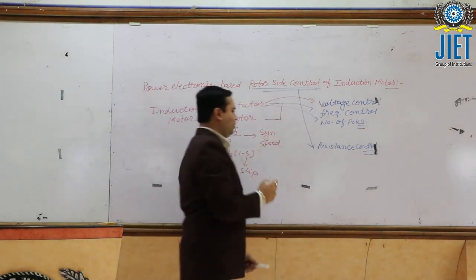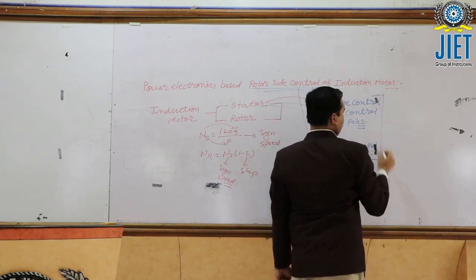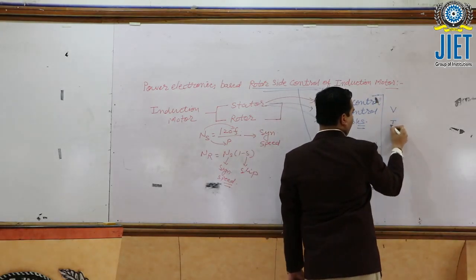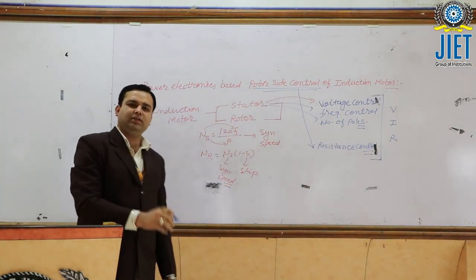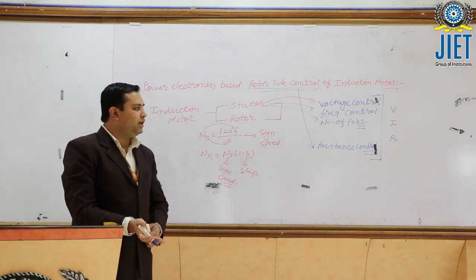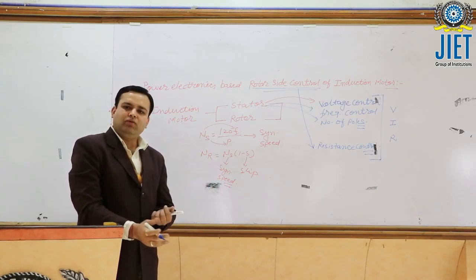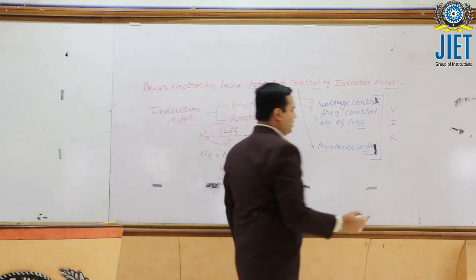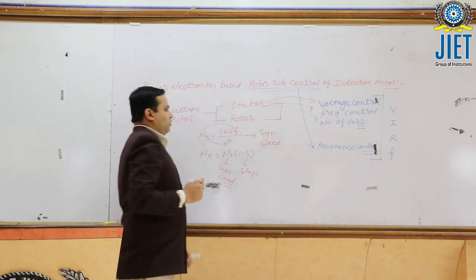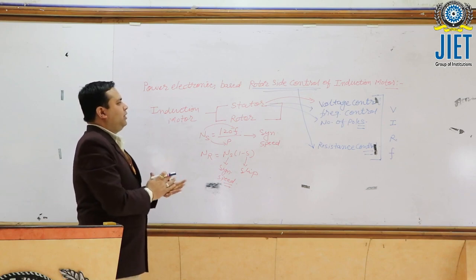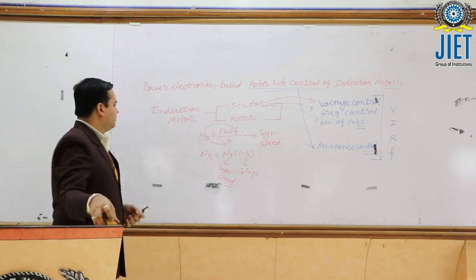Now the basic three parameters of electrical engineering include V, I and R. So if we control the level of voltage, we can change the speed. If we control the level of current, we can change the speed. And if we vary the resistance level, then also we can change the speed. The fourth parameter that is included in the AC machine is frequency F. So today we will discuss the rotor side controlling of the induction motor, in which the power electronics converters are used.